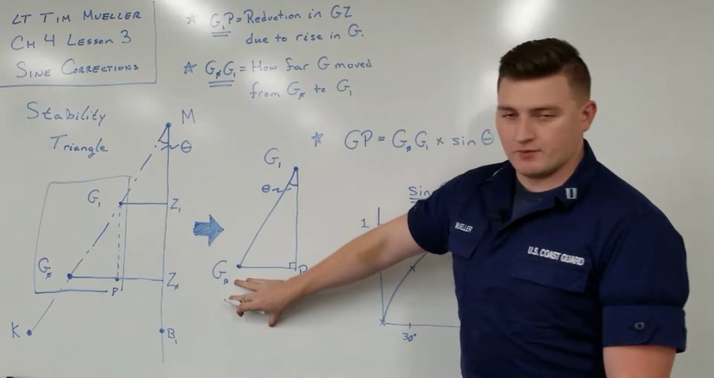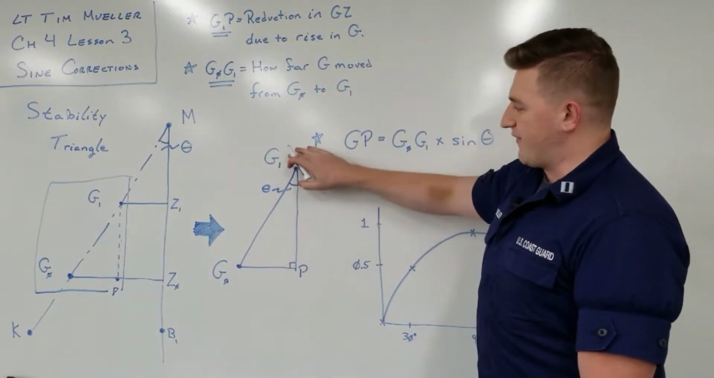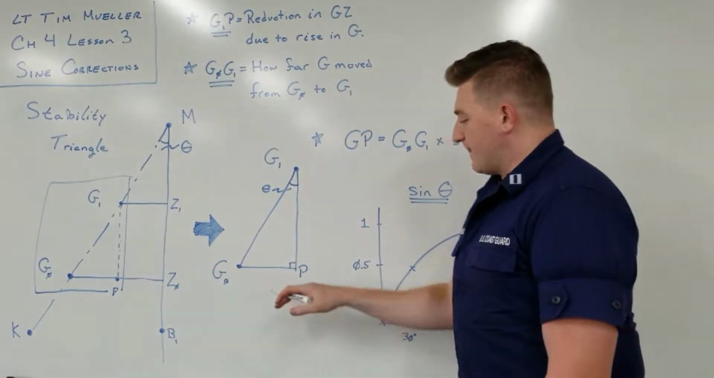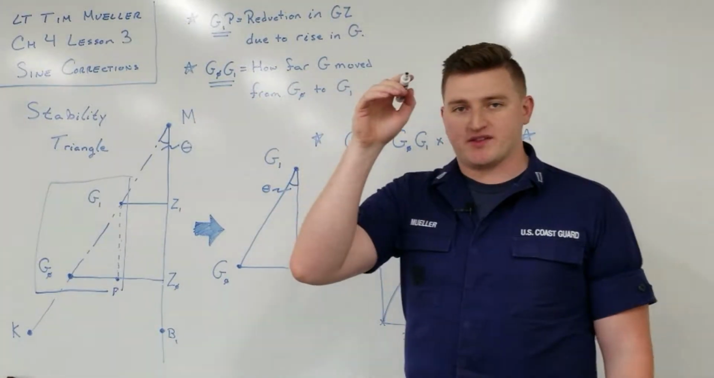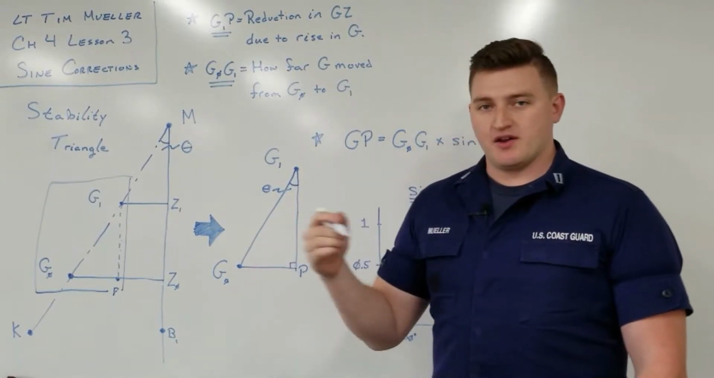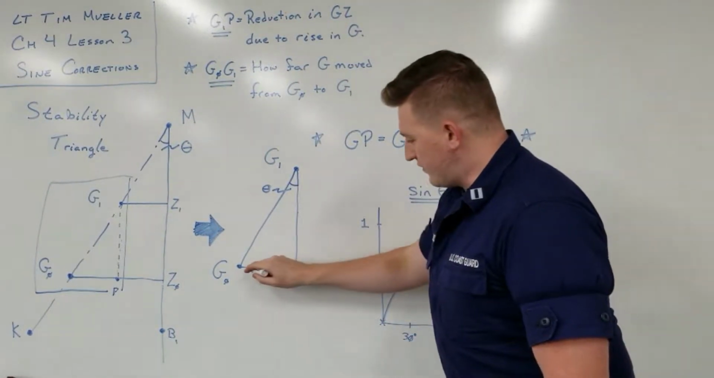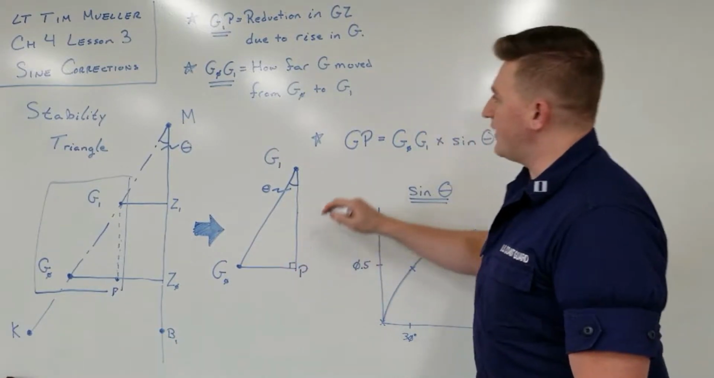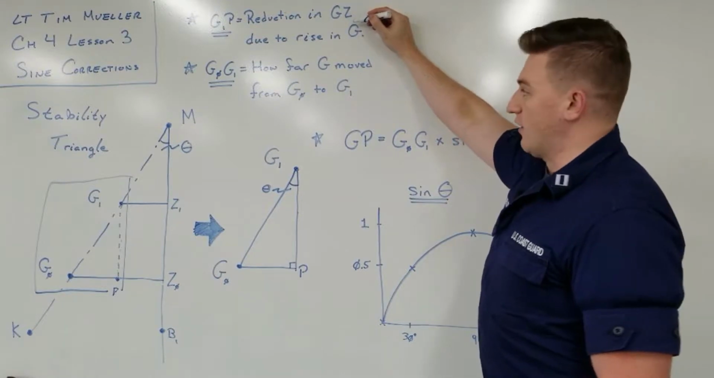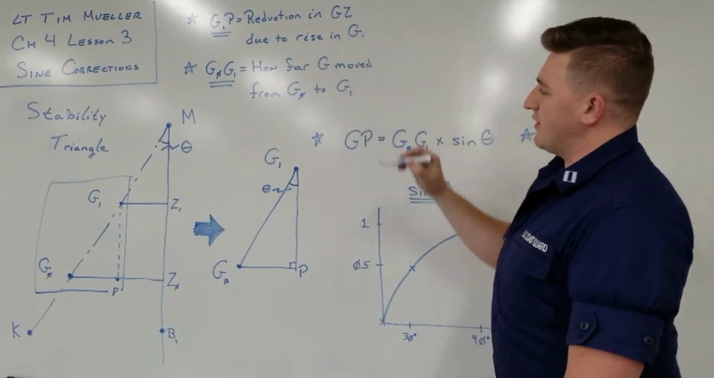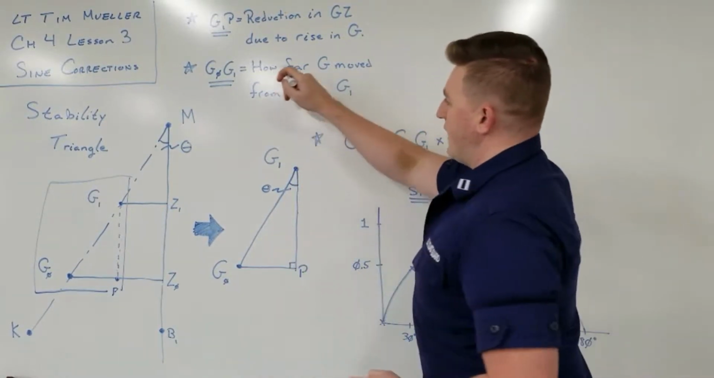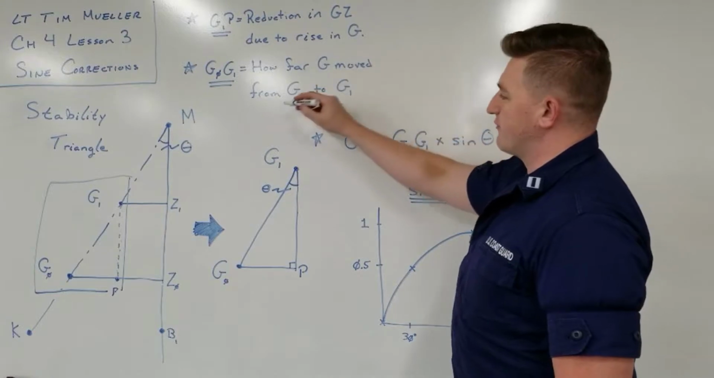We have G0, which is the original center of gravity. Then we have G1, which is the new center of gravity that's higher than G0. Then we have this point P, which is where we drew that straight line straight down from the new righting arm to the original righting arm. So this distance here from G0 to P is going to be the reduction in GZ, GZ being the original righting arm, due to the rise in G. And G0 to G1, this length here, is how far G, the center of gravity, moved from G0 to G1.